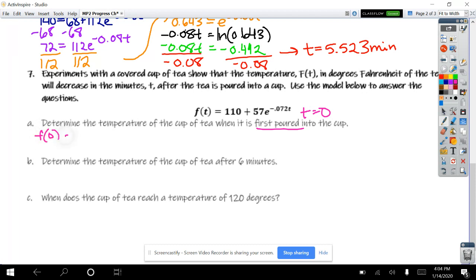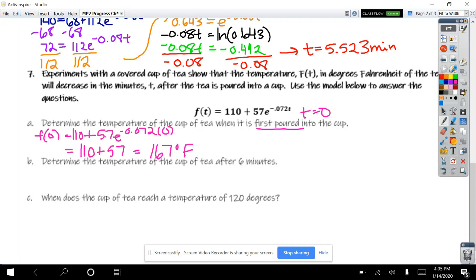So F of 0 equals 110 plus 57 times e to the negative 0.072 times 0. Now, this is the one you can do without a calculator. The 0 in the exponent, we end up with a 0. E to the 0 is 1, so we get 110 plus 57 times 1, which is just 57, so we get 167 degrees Fahrenheit.